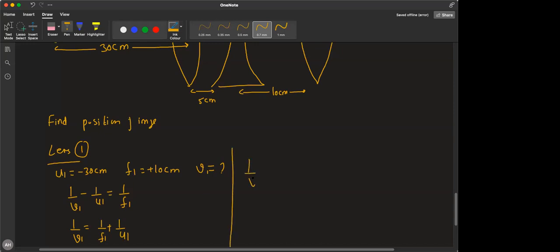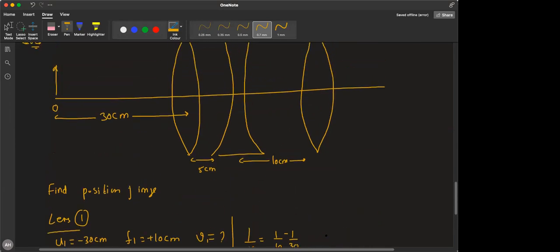So when we substitute values, 1 by V1 is 1 by F1, it's 1 by 10 minus 1 by 30. So we have 1 by V1, you can take 30 as LCM. It's 3 minus 1, it's 2 by 30. So it's 1 by 15. V1 comes out to be plus 15 centimeters. Is it clear, everyone?